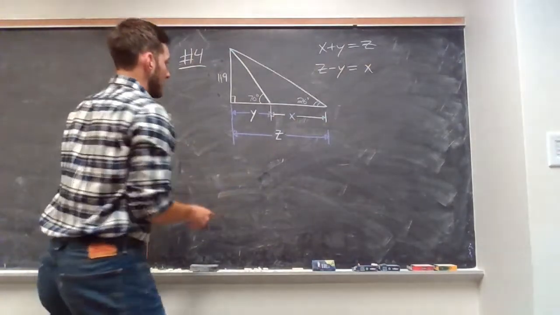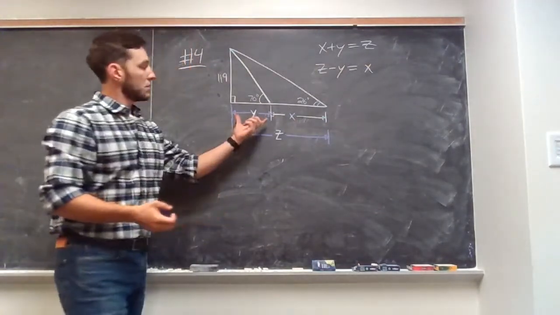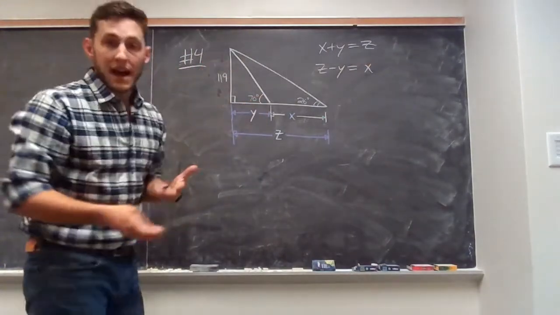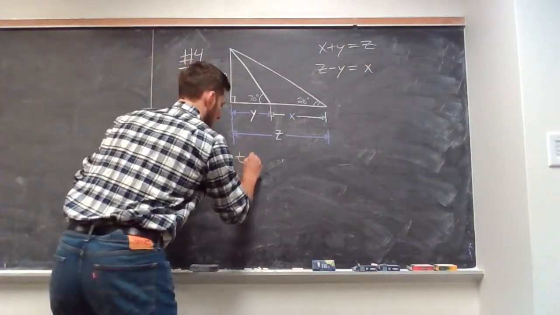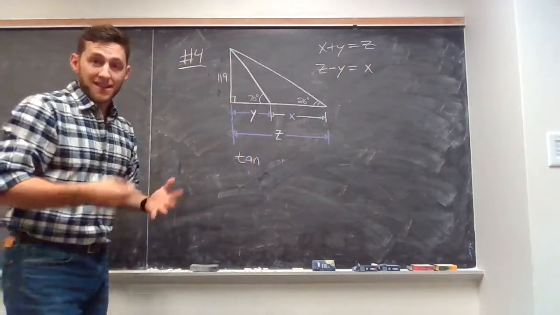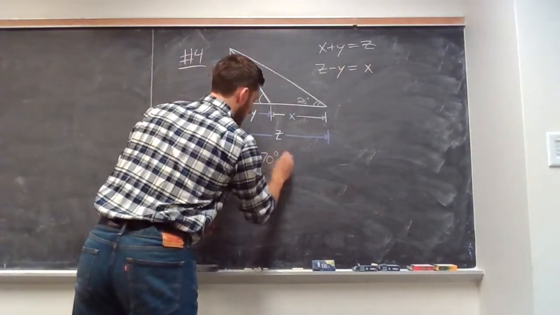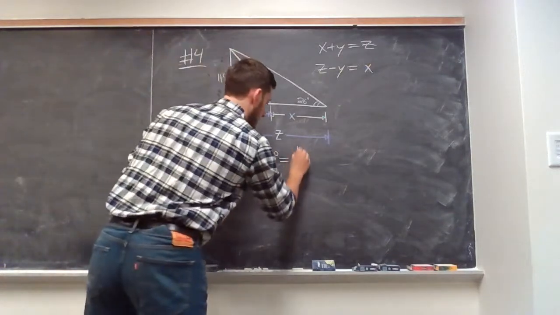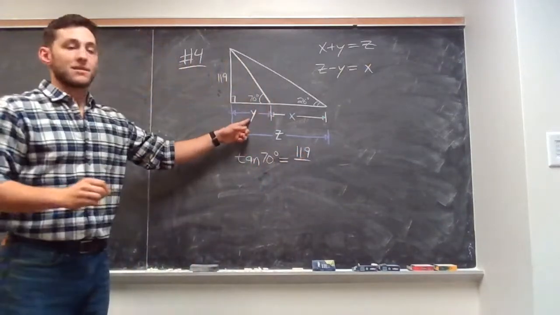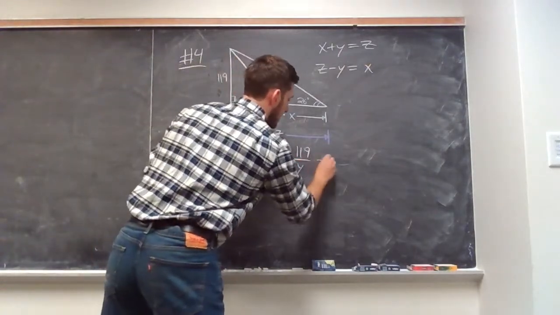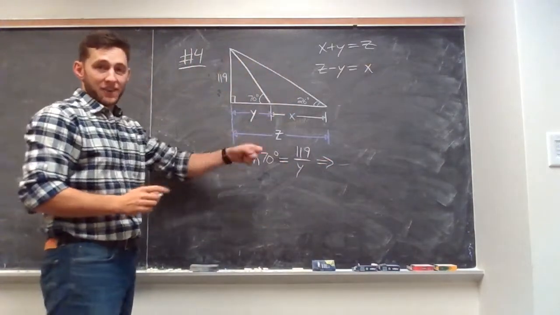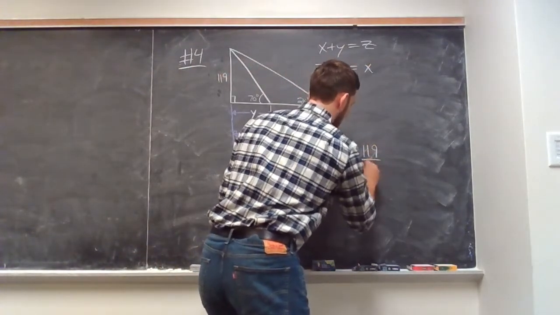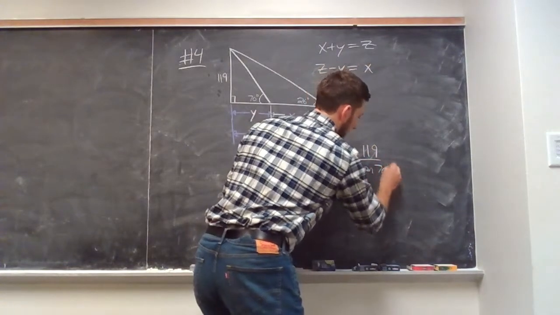Now, in particular, let's find Y. How do I get Y in the picture? Well, that's the adjacent side of 70 degrees, and I also have the opposite side. The thing that relates opposite and adjacent is tangent. So tangent of 70 degrees equals the opposite side of 70 degrees, 119, divided by the adjacent side, which is Y. Multiply up by Y, divide over by tangent of 70 degrees, and you get that Y is equal to 119 over tangent of 70 degrees.